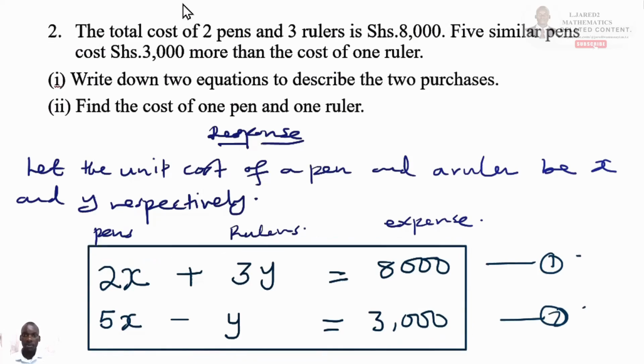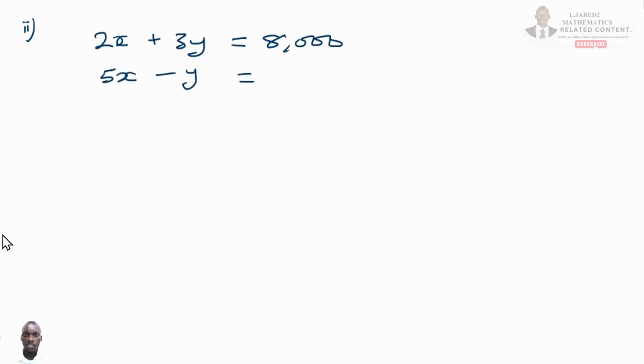Let us go ahead and solve them by the elimination method, such that we can find the cost of 1 pen and a ruler. So that means for Roman number 1, we have fully answered it. Let us proceed and get the unit cost of each one of them. Remember, we have the 2 equations, whereby we have 2x plus 3y equals 8,000 shillings, then 5x minus y equals 3,000, whereby this is equation 1 and this is equation 2. So now let us eliminate one variable.